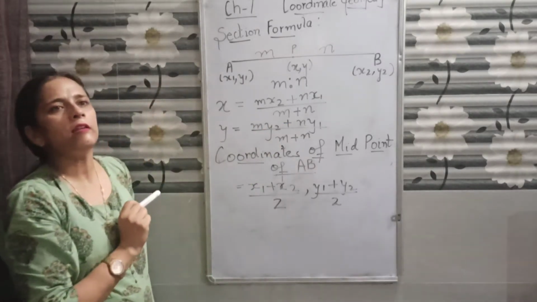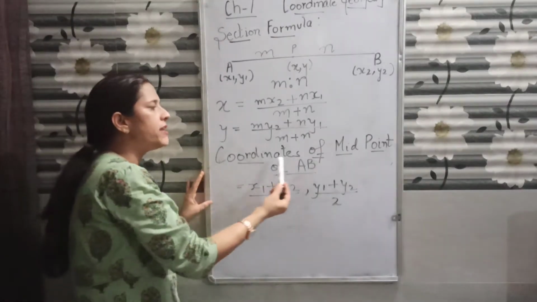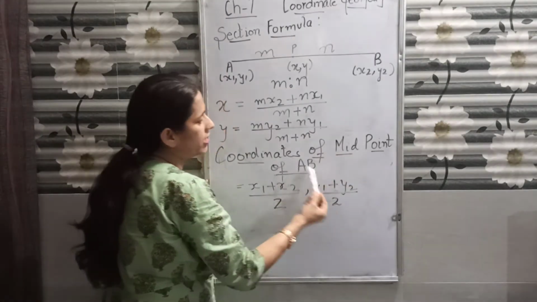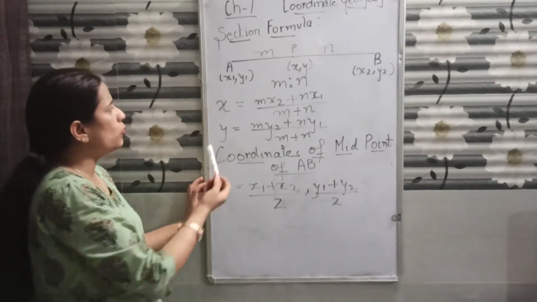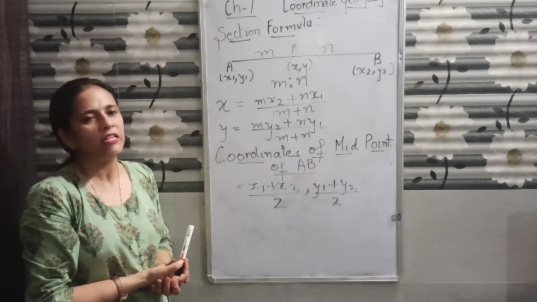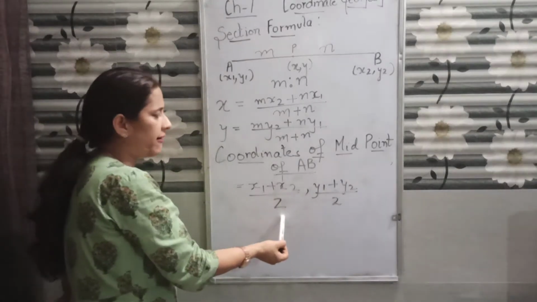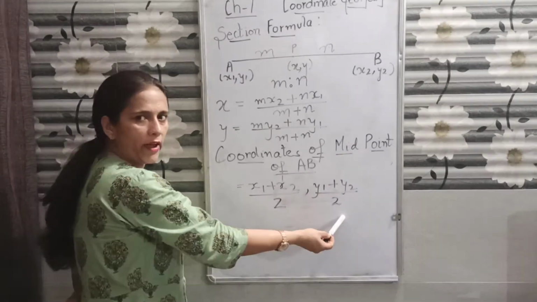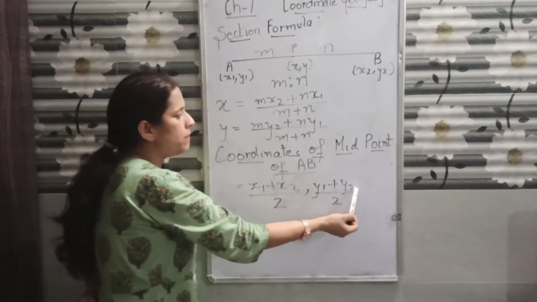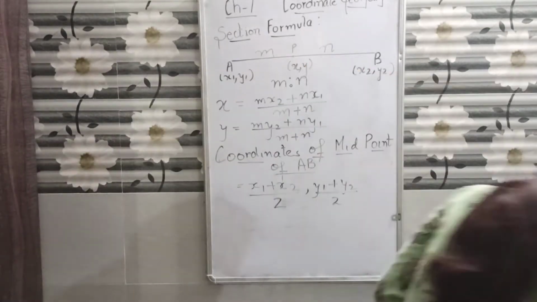Fine. Then the second topic that comes in this exercise is the coordinates of the midpoint of AB. That is, you are given two points A and B, and if you have to find the midpoint of it, it's very easy. Add them. It is x1 plus x2 divided by 2. Similarly, for the y coordinate, it will be y1 plus y2 divided by 2. Now let us solve the exercise.